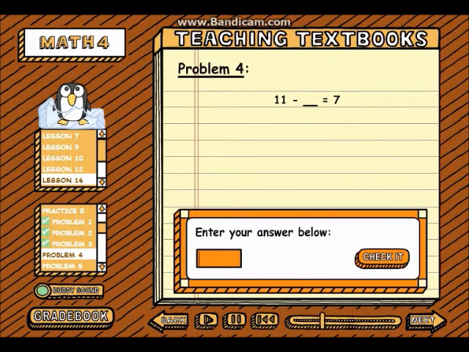On this problem, we have 11 minus some number equals 7. See if you can figure out what the missing number is.